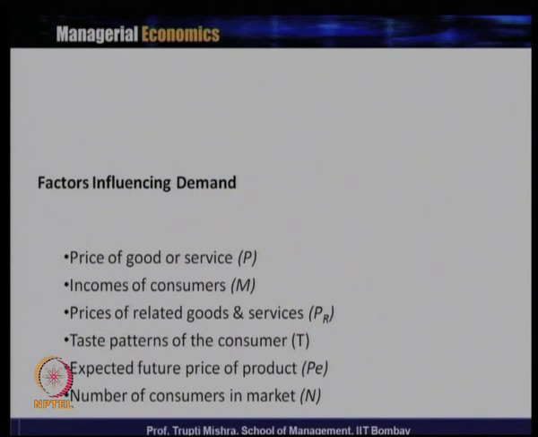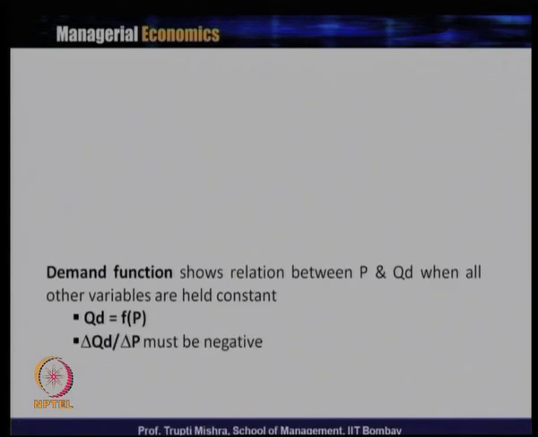With more consumers consuming the product, the demand for the product is more, and they are positively related, the number of consumers is positively related to the quantity demanded for the product. So the demand for the product is essentially dependent on all these six factors, that is prices of goods and services, income of the consumer, because that reflects the purchasing power of the consumer, price of related goods and services, taste pattern of the consumer, expected future price of the product, and finally the number of consumers in the market, they generally lead to what should be the demand for the product.